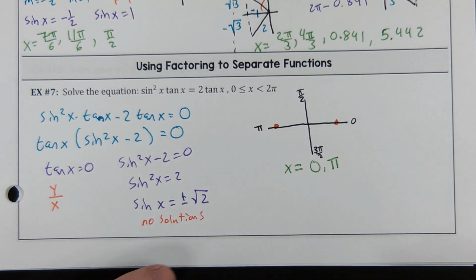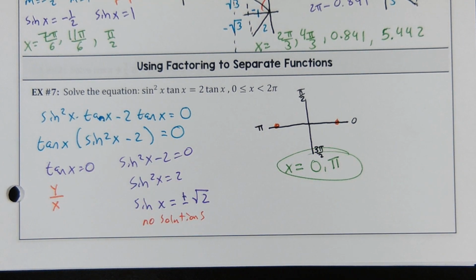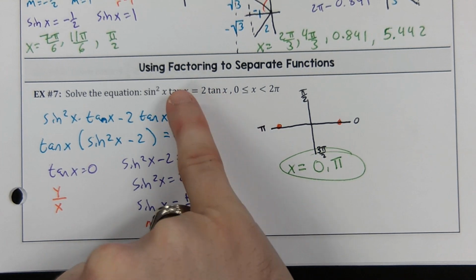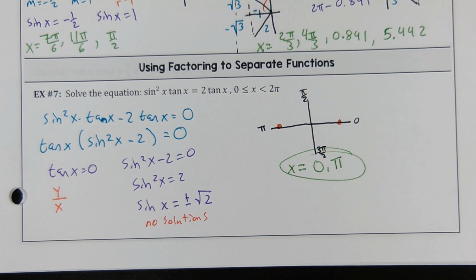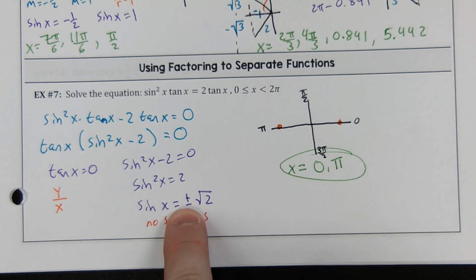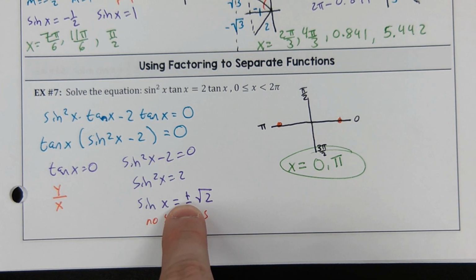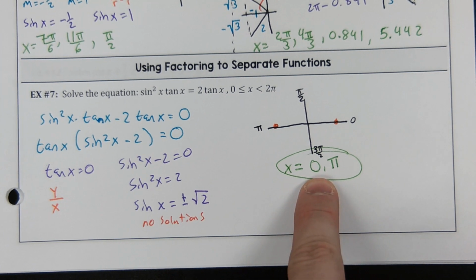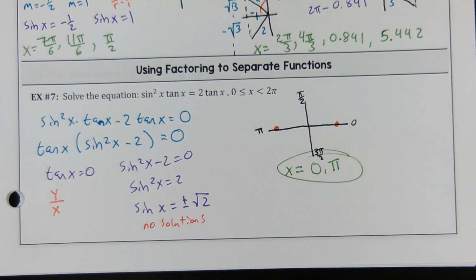So the only answers are 0 and pi. And just to prove a point, if you had started by dividing both sides by tangent of x, you would have been solving for this only, and you would have thought there's no solutions, when there are obviously two solutions. Another reason why we don't divide by functions is because you might accidentally eliminate solutions. That's why I said it's just safer not to divide by functions.